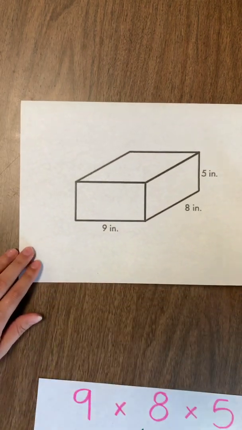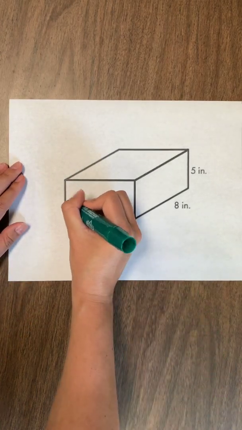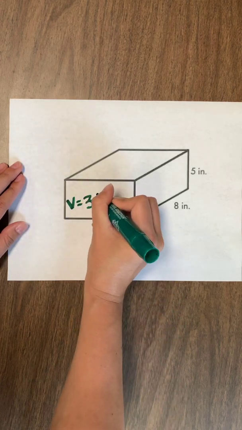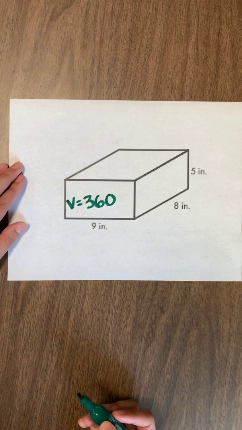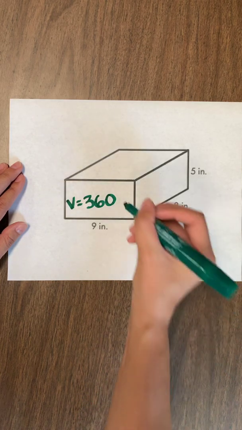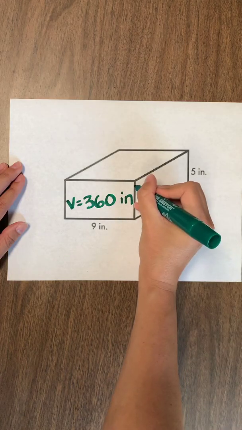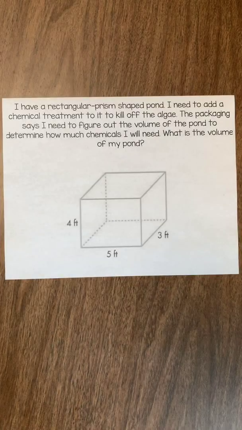To properly write the volume of this rectangular prism, we'll go ahead and write V for volume. And we know the answer was 360, but I want to give it the correct units. It was inches, but I know with volume, it's cubic inches. So I'm going to abbreviate inches, and then I'll add the little 3 above to show that it is 360 cubic inches.